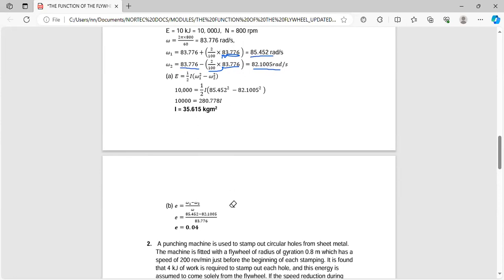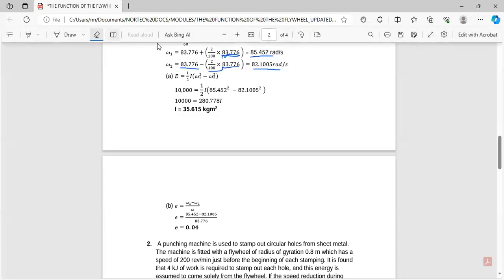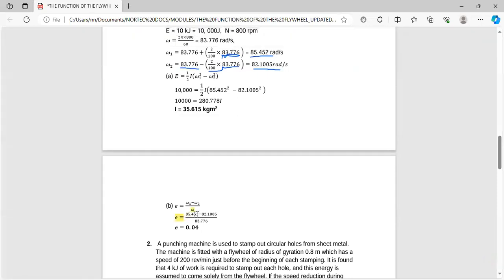83.776 radians per second. The two speeds are 85.452 and 82.1005. Hence, looking at your working, it will give you this scenario here. 85.452, take away 82.1005. The answer you get, divide by the mean speed, which was given as 83.776.